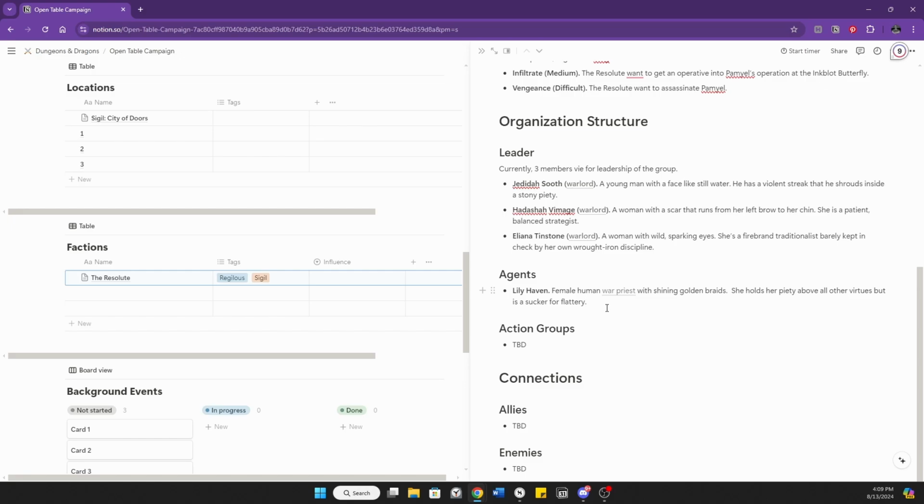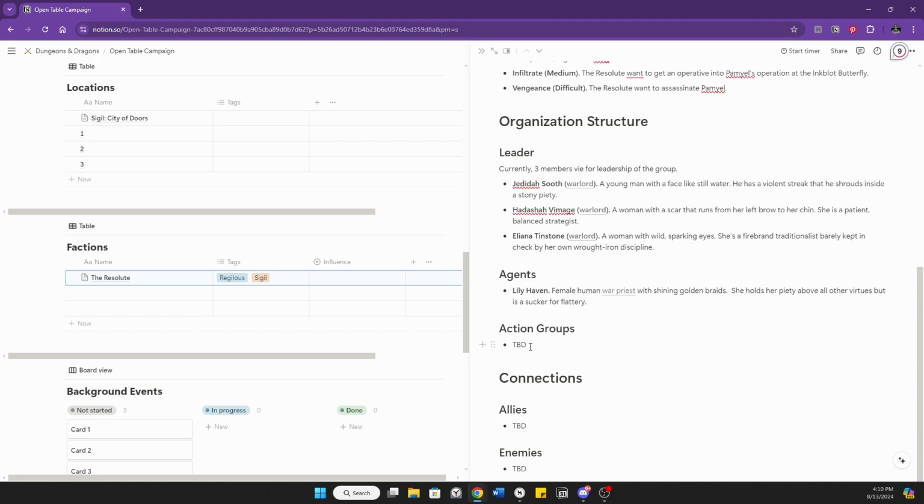And again, I just did these 2 sentences here. Lily Haven, female human, war priest with shining golden braids. There's her funny hat and her stat block. And she holds piety above all other virtues, but is a sucker for flattery. And so we have a little role-playing element there, and handily a little lever that the characters can use to try to manipulate her, since she's somebody they're likely going to interact with when they interact with this faction at all.